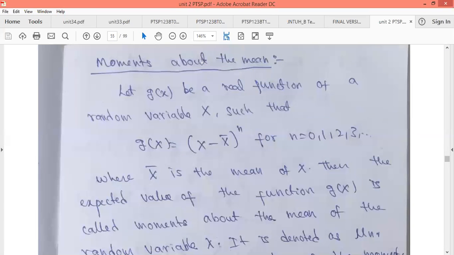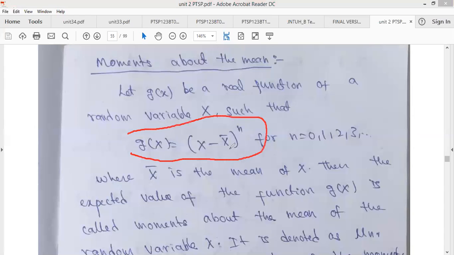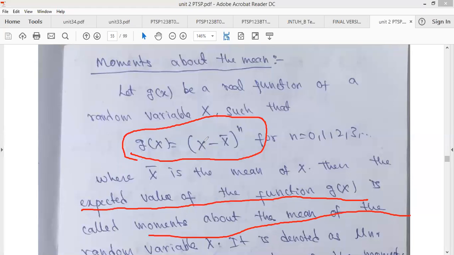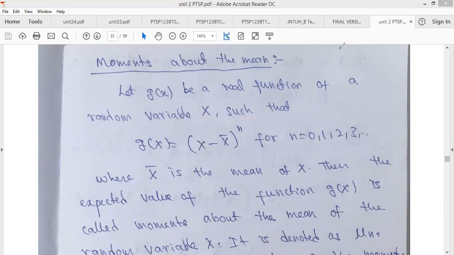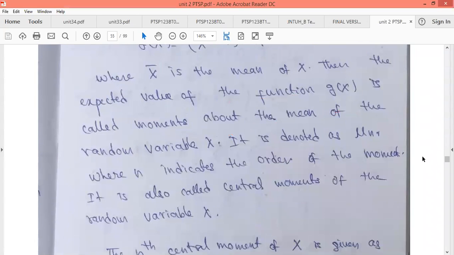So moments about the mean can be represented as g of x is equal to x minus x bar whole power n. The expected value of g of x is called the moment about the mean of the random variable. So what is the moment about the mean? It is the expected value of the function g of x, where g of x is equal to x minus x bar whole power n. Okay, it is a moment about the mean of the random variable.